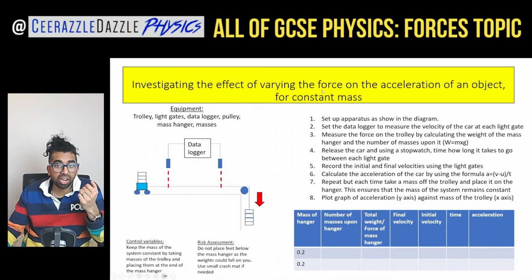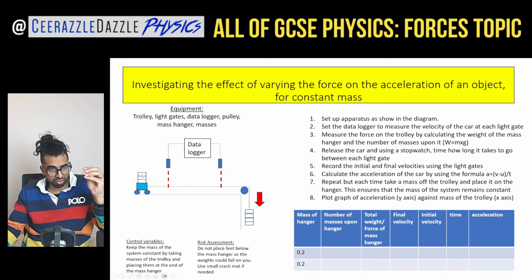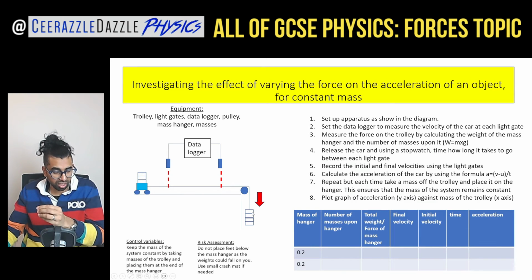Investigating the effect of varying the force on the acceleration of an object for constant mass. Okay, so this is quite a tricky experiment, but I'll walk you through it. Over here we have a trolley and it has a piece of string attached to it and it's hanging off the edge of a table on a pulley, and look, it's attached to some masses at the bottom over here. So what we're going to do is the following. We're going to take masses from the top of the car and place them at the end over here, and we're going to see how it accelerates through here.